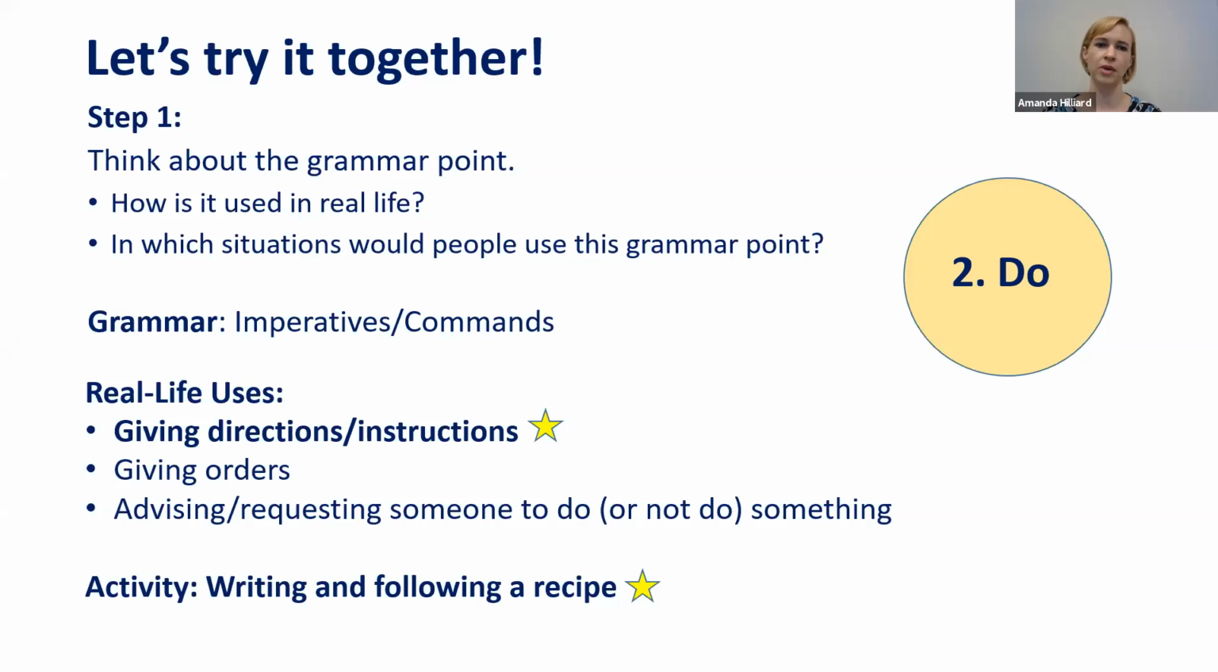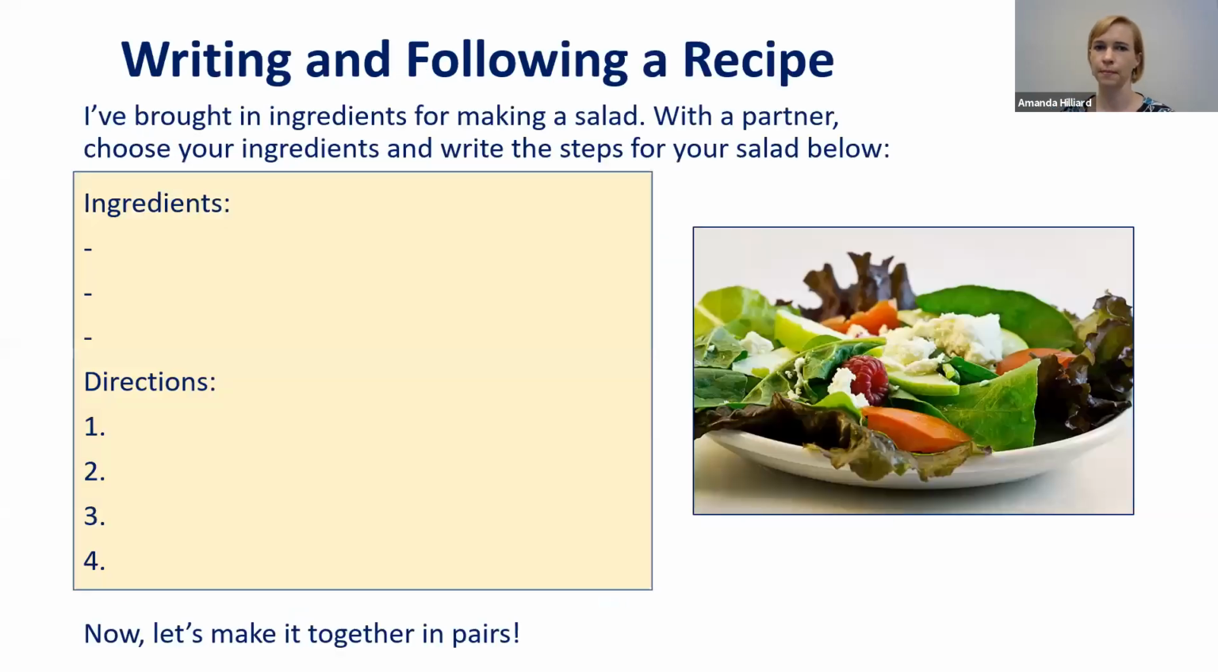So for example, here we have imperatives, imperative verbs, or commands. There's many different uses in real life. I might use them to give directions or instructions, maybe to give some orders to my students. I might advise or request my students to do or not do something in class. So you just want to choose one of those. So I chose giving directions and instructions. And there's many different activities you can use. So remember, this is like a framework that you can use with many different activities. Here, I'm going to show you the example of writing and following a recipe.